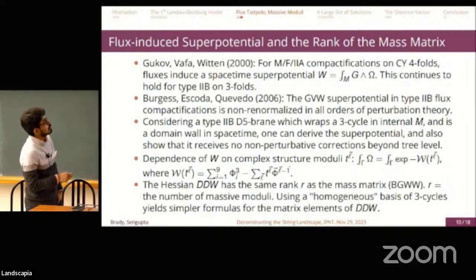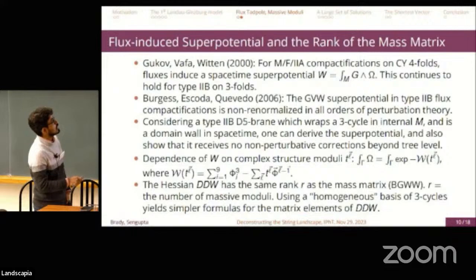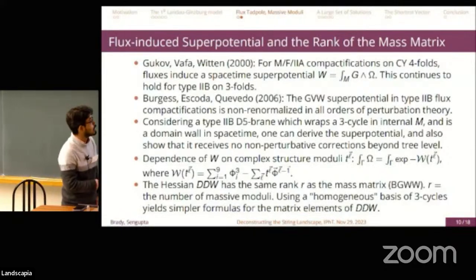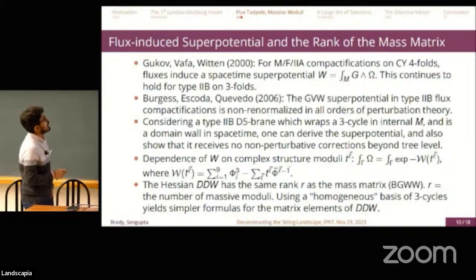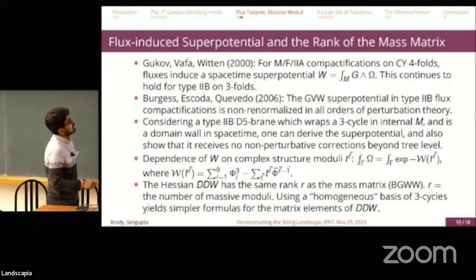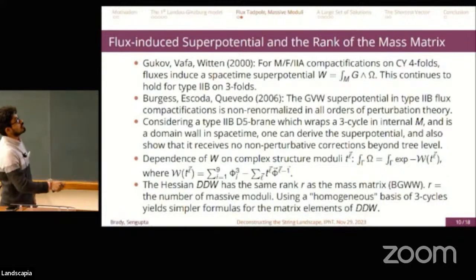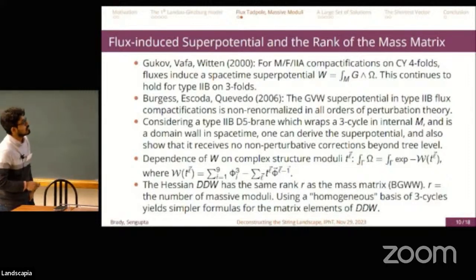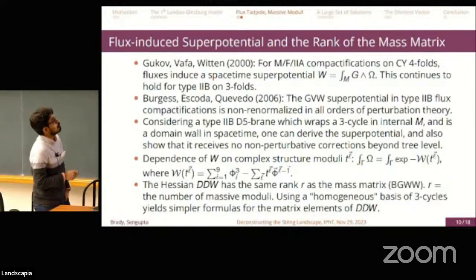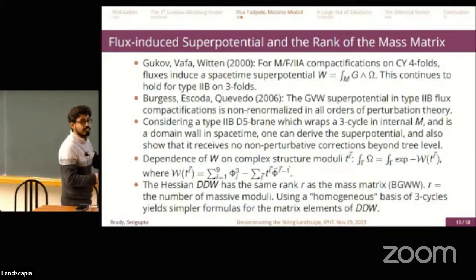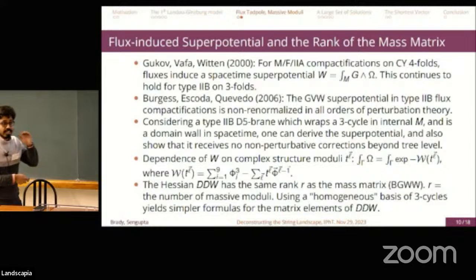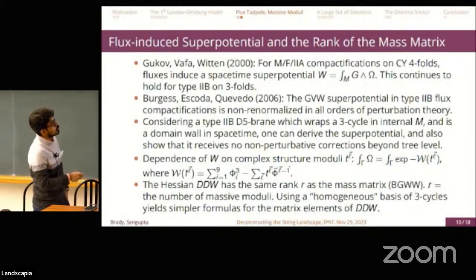Now, this flux-induced superpotential does not receive any perturbative or non-perturbative corrections. There are arguments by these authors that this formula does not receive any corrections in all orders of perturbation theory, both alpha prime and string coupling. Now, in BBVW back in 2005, they also proved that this continues to hold true for non-perturbative corrections as well, because all the relevant instantons that could correct it do not exist. So this tree-level formula for the superpotential is exact.